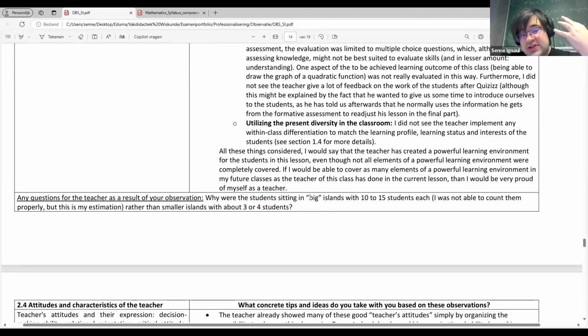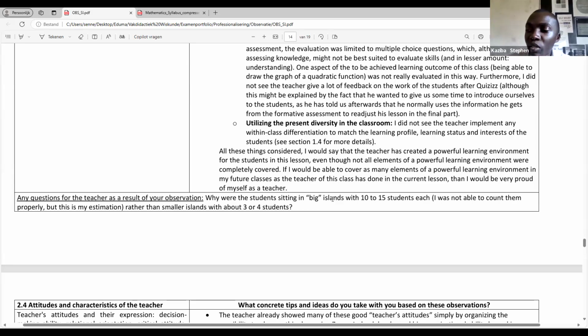But what I could see was that you used very big islands. With that, I mean there were like 10 or 15 students sitting at the same table. Okay, is that correct? Because I was not able to count them.